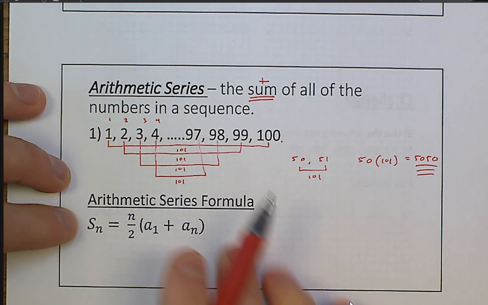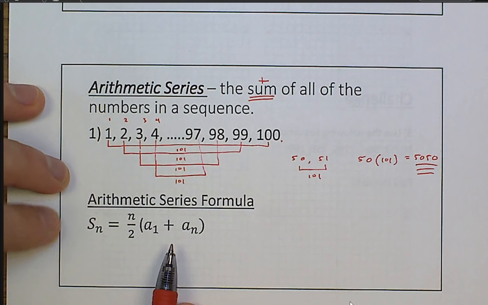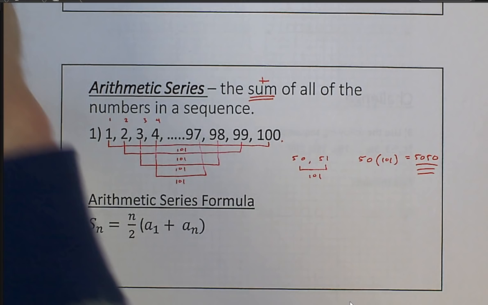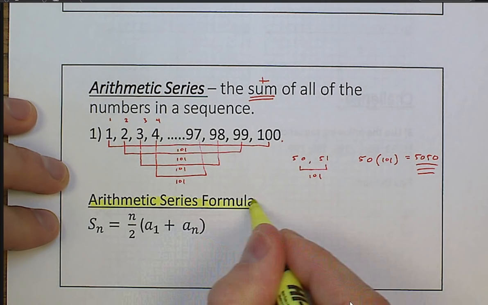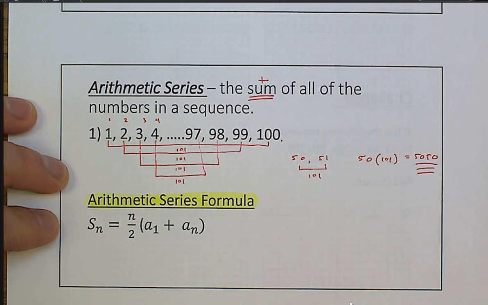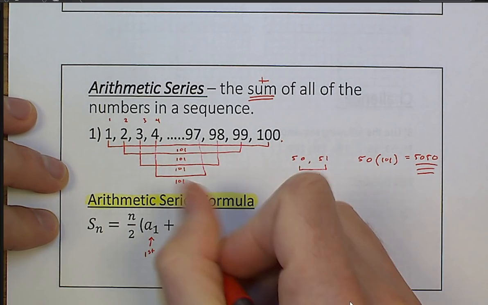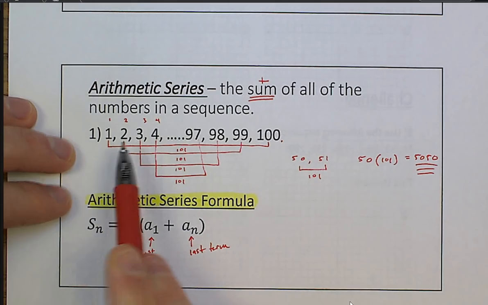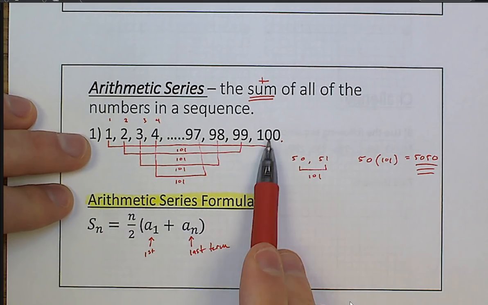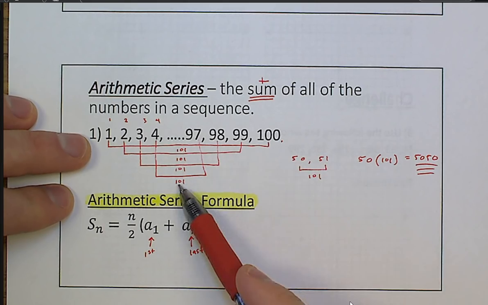Now, if we take this thought and put it into a formula, this is what you get. This is called an arithmetic series formula. Okay? So let's just point out some of the important pieces of this formula, and it should make sense based on what we just went through here. a sub 1 is your first term, right? a sub n is the last term. So if you think about it, 1 plus 100. So what this is doing is creating that 101 pattern over and over and over again.